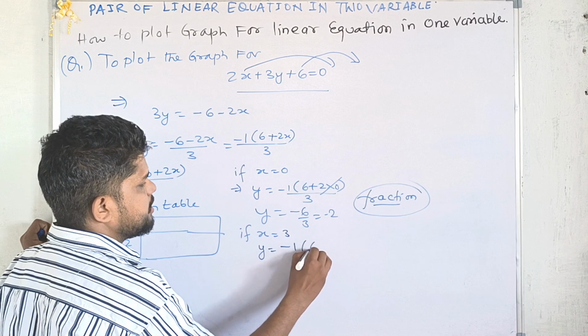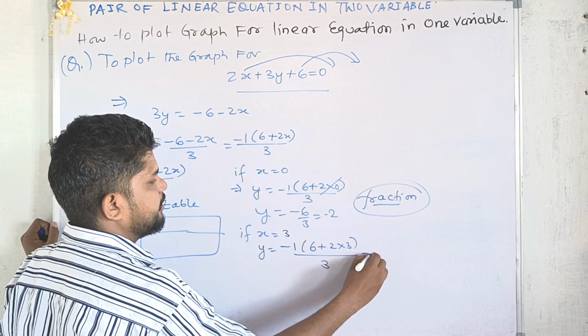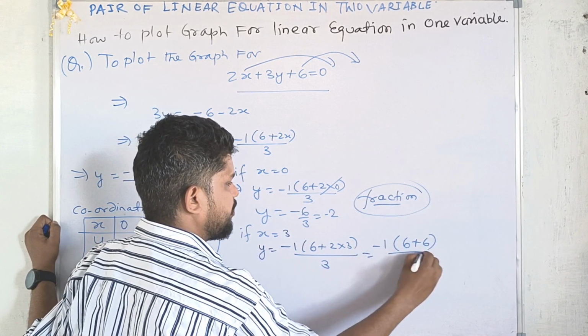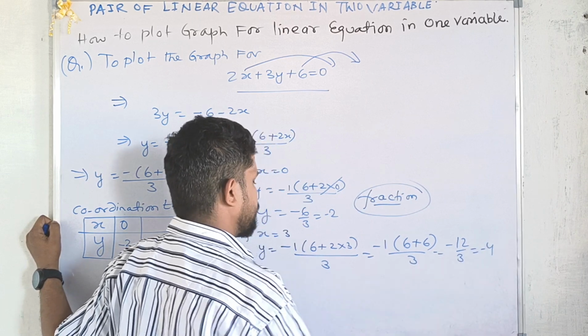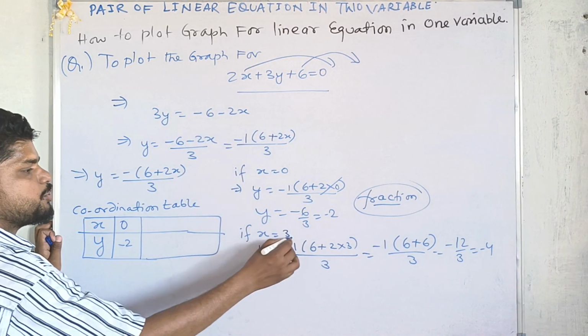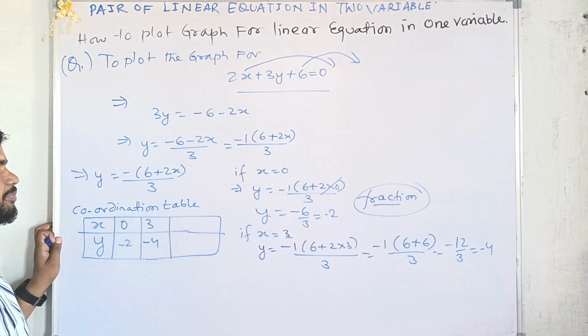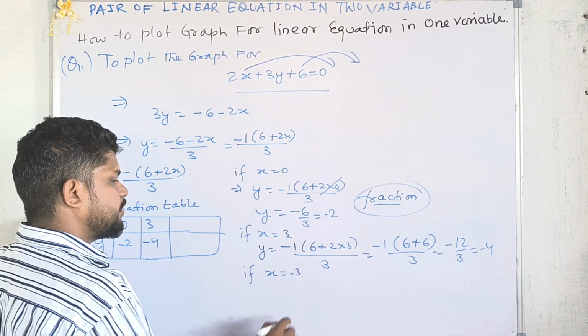It will be minus 1, 6 plus 2 into 3 divided by 3. This is what? Minus 1, 6 plus 6 divided by 3. This was minus 12 by 3. This is minus 4. Okay, so for the value of x is equal to 3, we are getting minus 4. Very good.